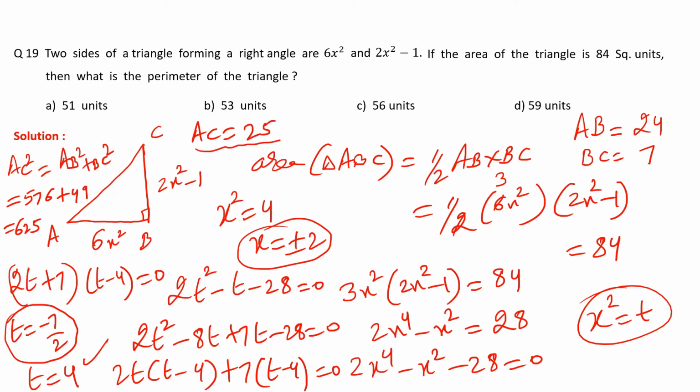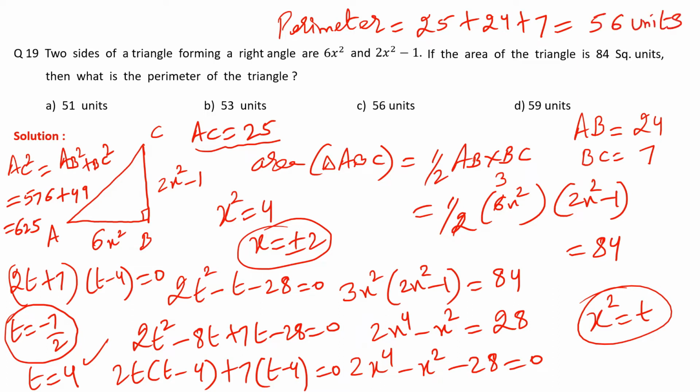Now students, it's very easy to calculate the perimeter. So now the perimeter of the triangle becomes how much? Perimeter becomes 25 plus 24 plus 7 units. So this finally comes as 49 plus 7, which is 56 units, right? So that means option C is correct. Now we move to our next problem.